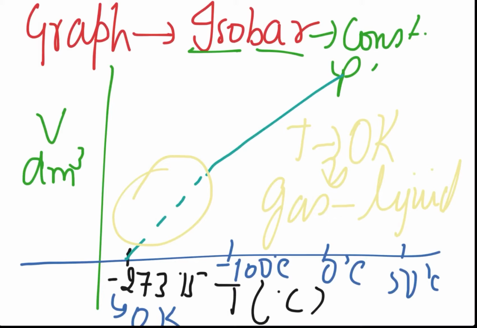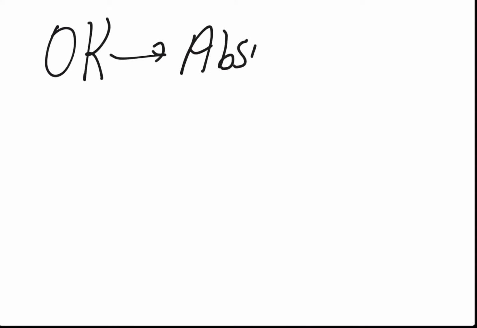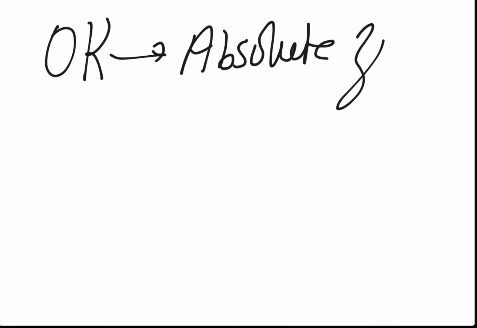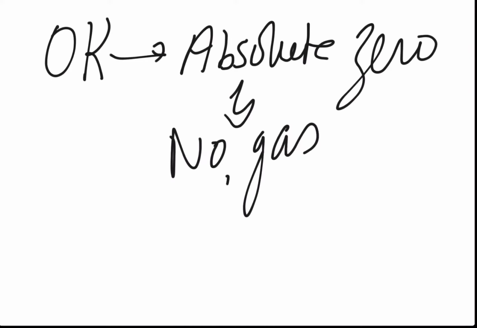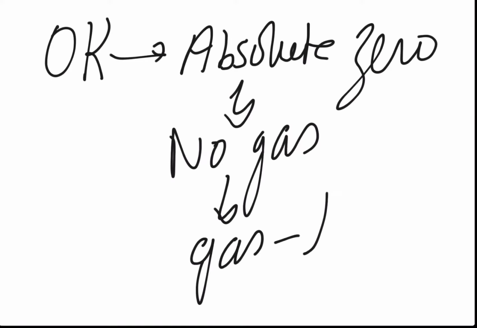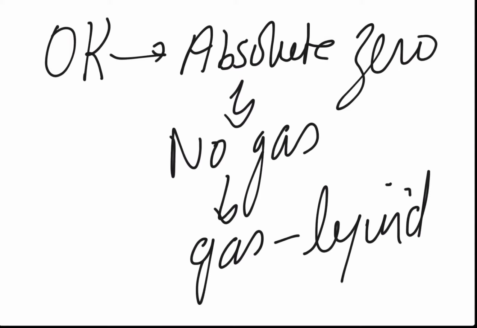The gas liquefies before that, and that's why we have a dotted line indicating that gases won't exist. So what I can conclude is that 0 Kelvin is called absolute zero. This is the name of the temperature, absolute zero, where there is no gas existing because all the gas has turned into liquid before entering this temperature.